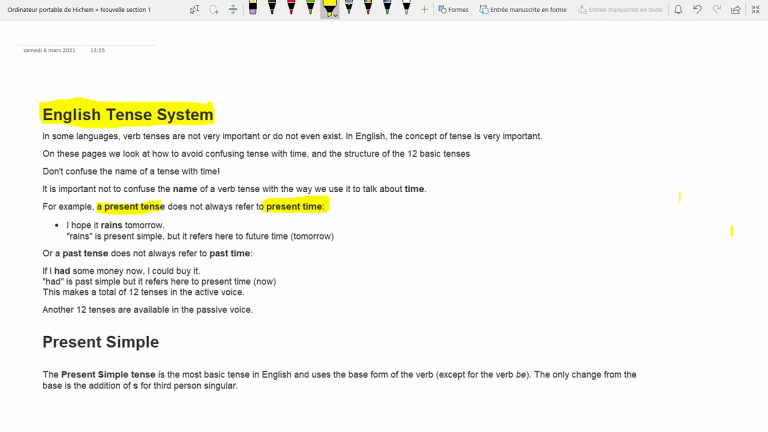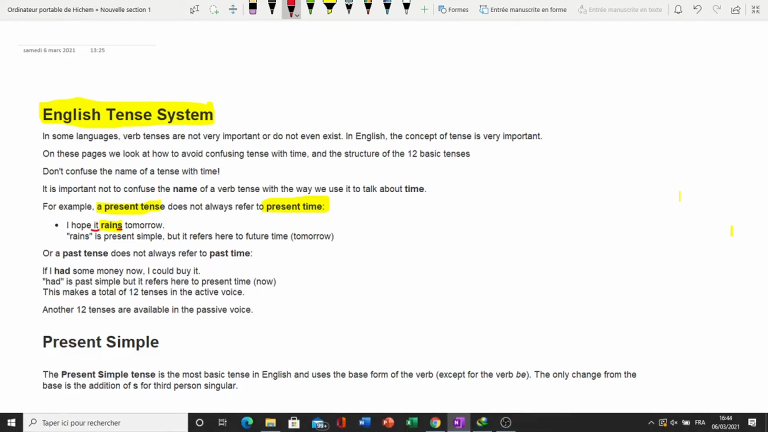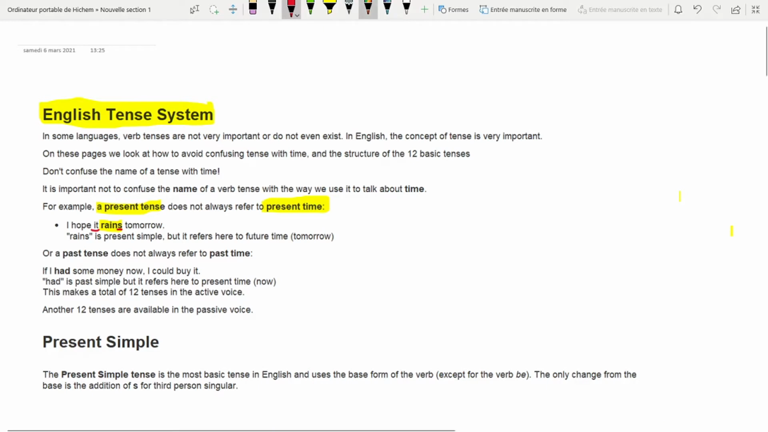So if we take this example, I hope it rains tomorrow. We have the verb rain. It is conjugated in the present simple with the personal pronoun it. It's the third person singular, so we add an s. We're going to talk about these rules later on. This is just to show you that we're speaking about the present tense.